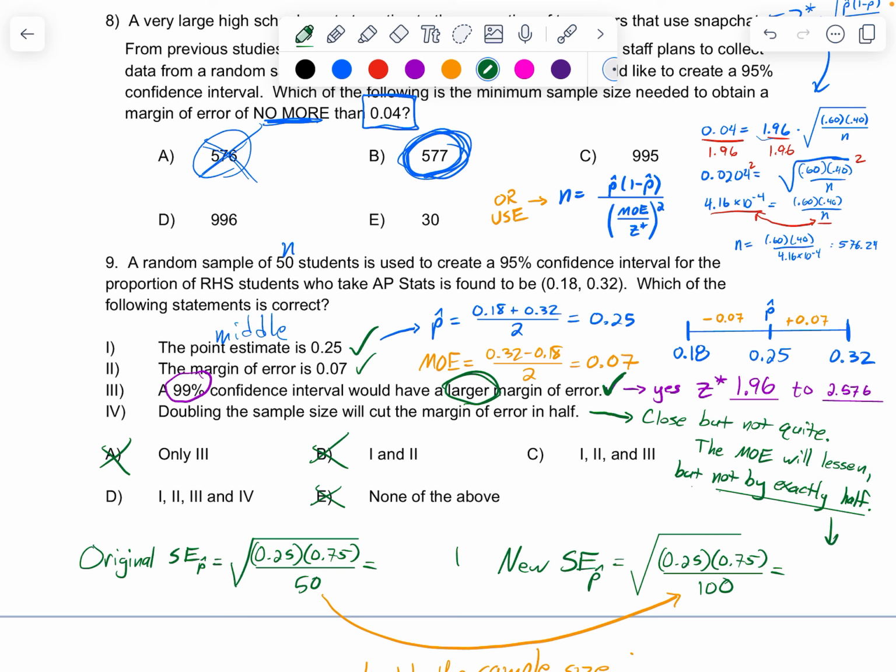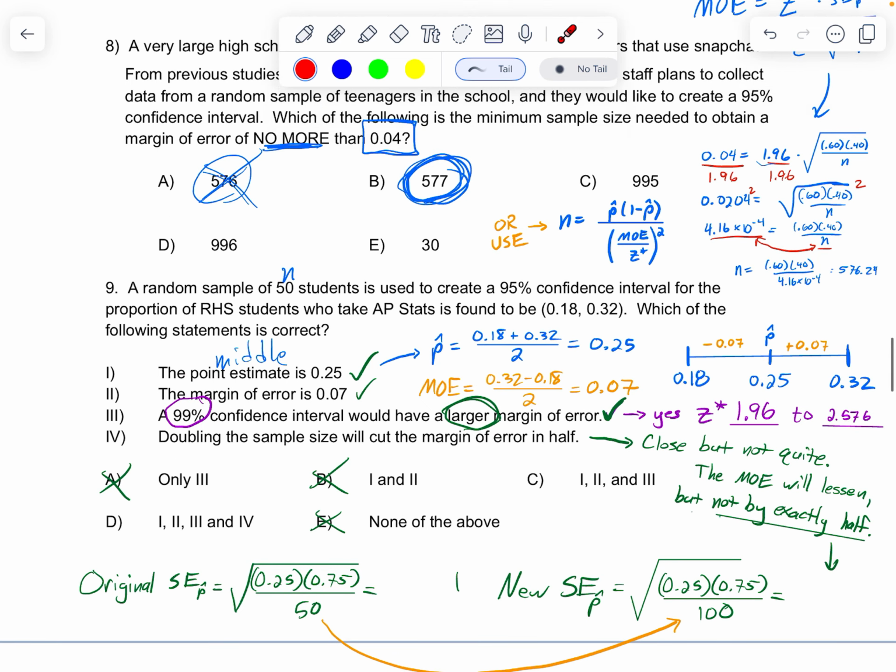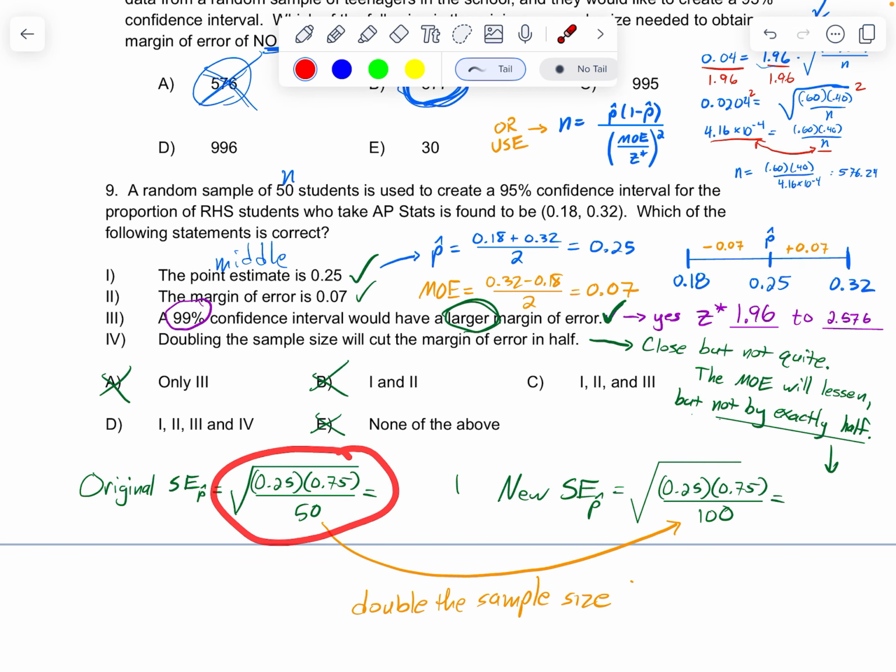Number 4, doubling the sample size will cut the margin of error in half. This one is so close, but it's just not quite true. When you increase sample size, the margin of error will indeed lessen, but it will not be cut exactly in half by doubling. And the reason is because again, in my standard error formula, you've got your sample size here. It's being square rooted. If it wasn't being square rooted, then this would be a true statement, but it is.